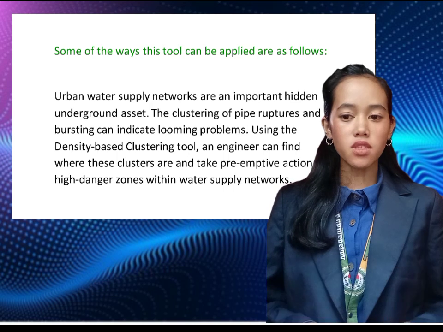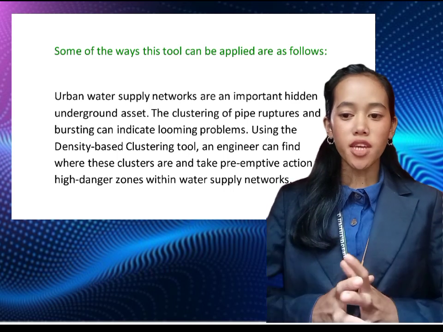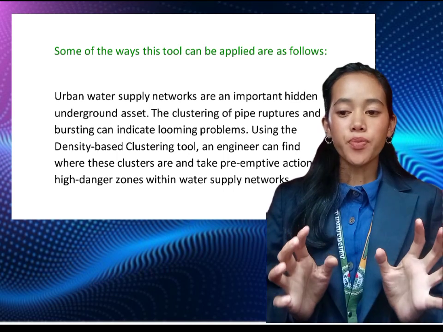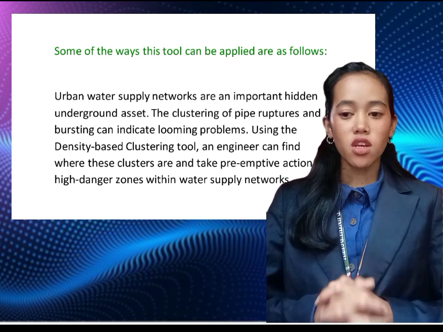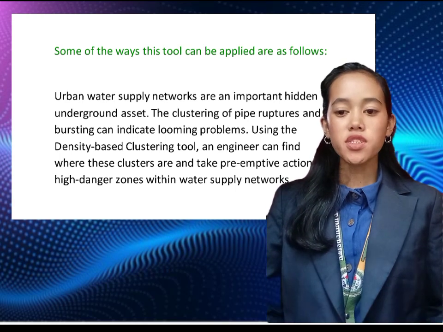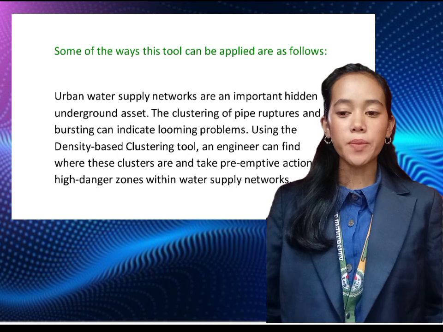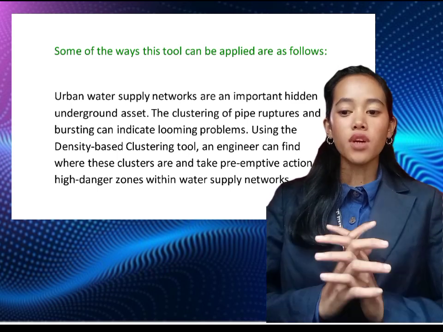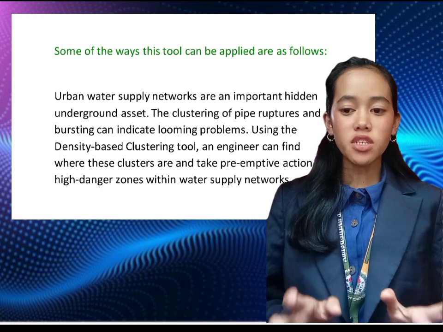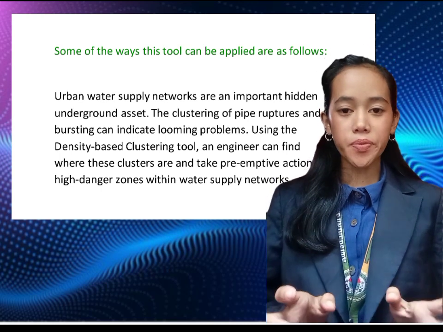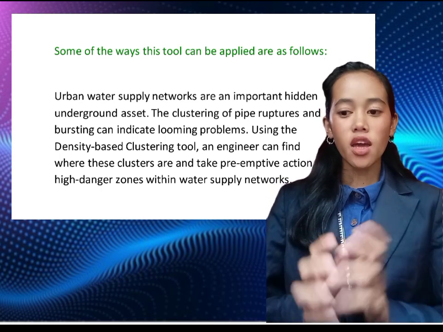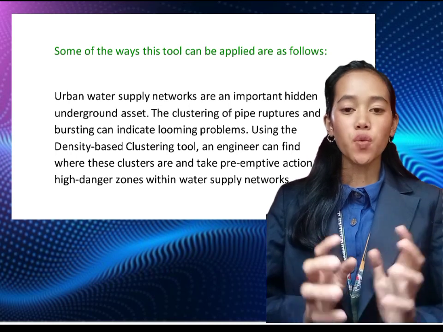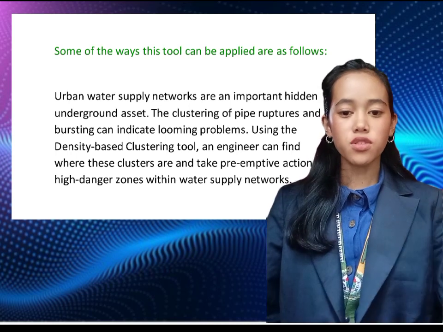The first one is in urban water supply networks, which are important hidden underground assets. The clustering of pipe ruptures and bursting can indicate looming problems. Using the density clustering tool, an engineer can find where these clusters are and take preemptive action on high danger zones within water supply networks.